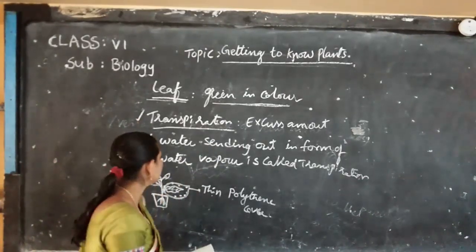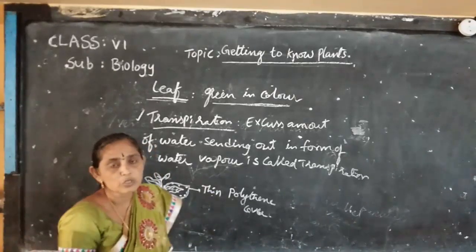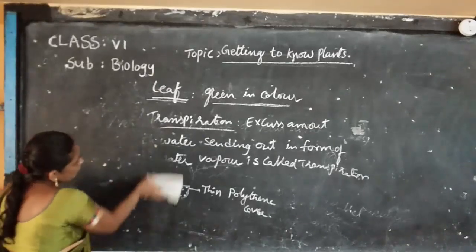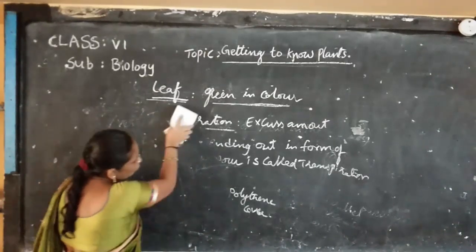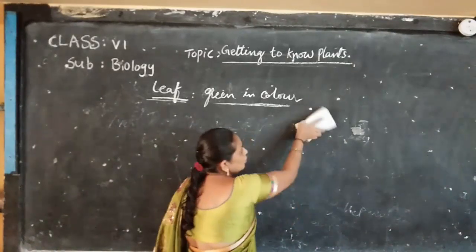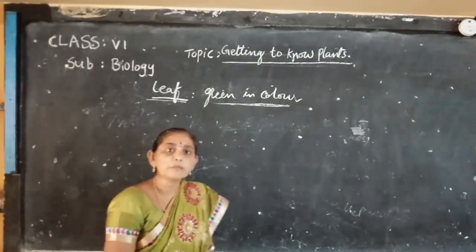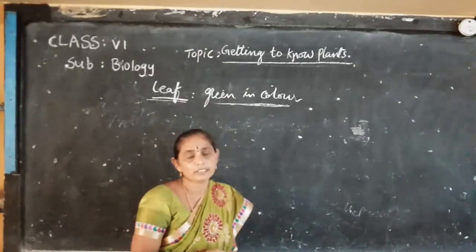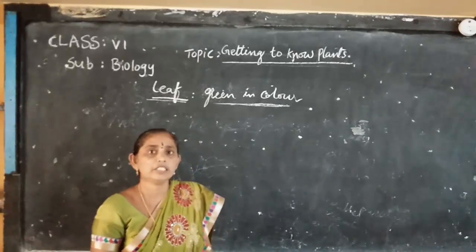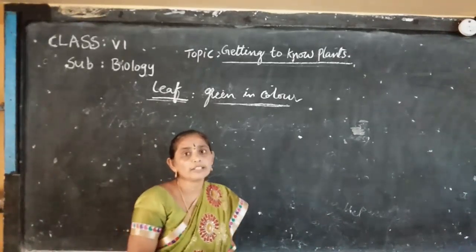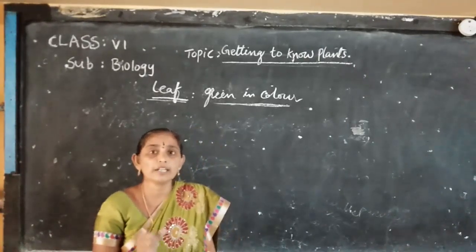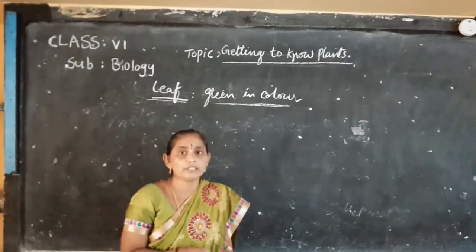Next, let's discuss the different types of roots. Roots are also of different types. What is the function of the root? Root is a very important part of the plant because it holds the plant in the soil, and it absorbs water and minerals from the soil.